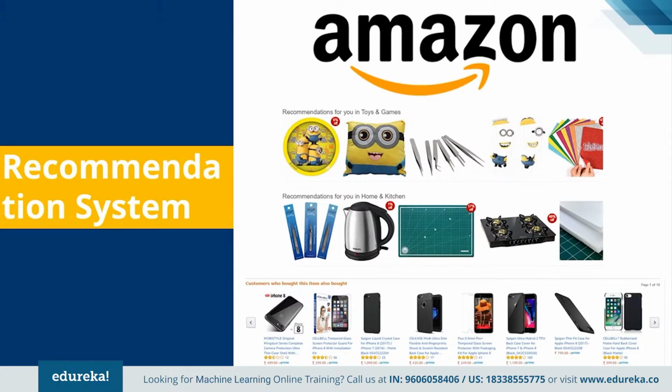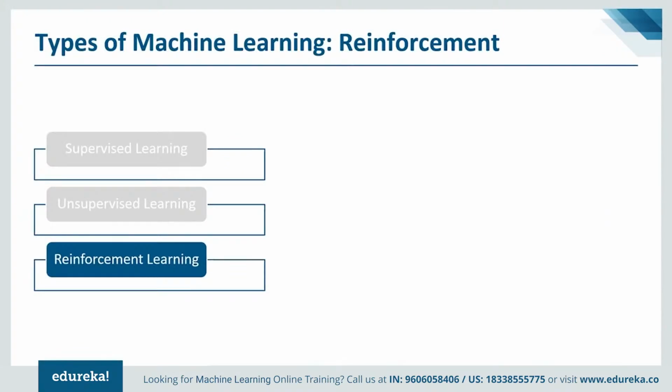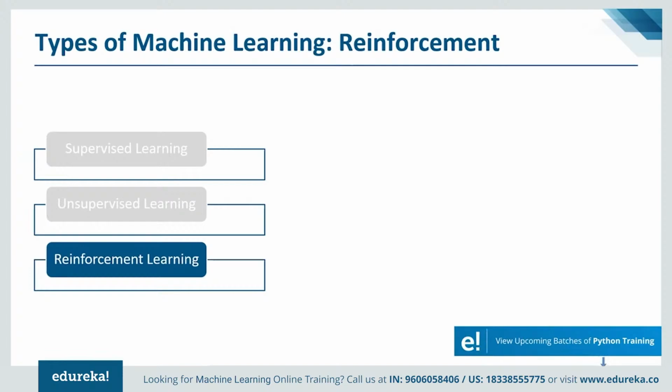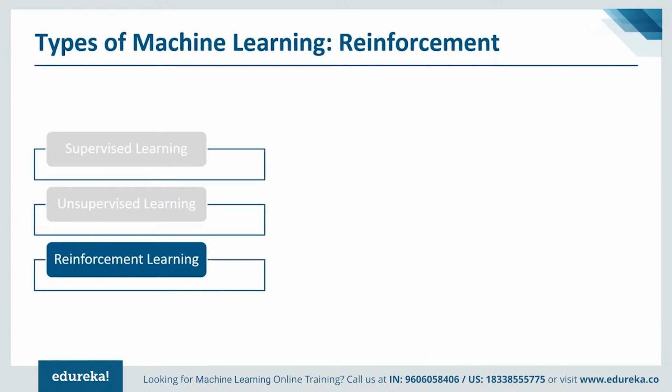Okay, let's discuss the third and last type of machine learning, that is reinforcement learning. So what is reinforcement learning? Reinforcement learning is a type of machine learning algorithm which allows the software agent and machine to automatically determine the ideal behavior within a specific context to maximize its performance. All it does is perform a hit and trial method to learn.